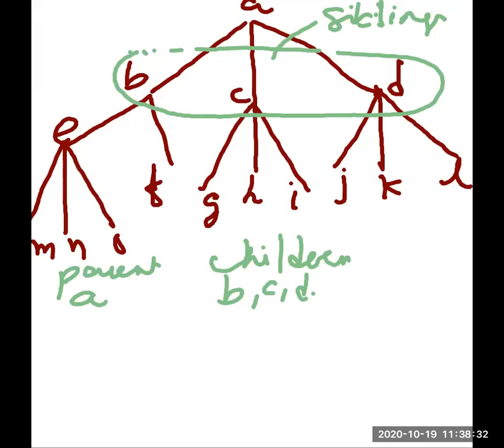A vertex is called a leaf if it doesn't have any child. If it has no child, such vertices are called leaves. The vertices which have at least one child are called internal vertices. So leaf and internal. Leaves are also called external vertices.